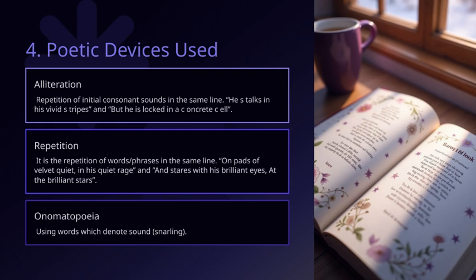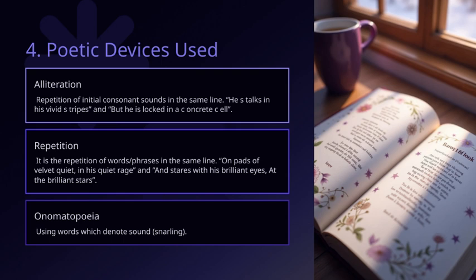Next, we have repetition, which involves repeating words or phrases within the same line. For example, "on pads of velvet quiet in his quiet rage," or "and stares with his brilliant eyes at the brilliant stars." Repetition emphasizes a point and adds rhythm to the poem or story.